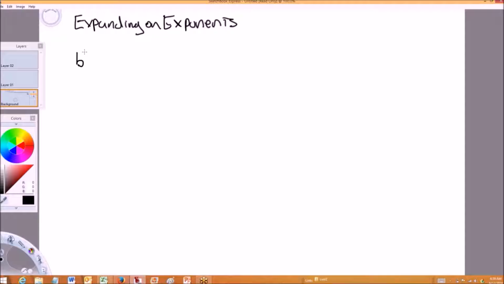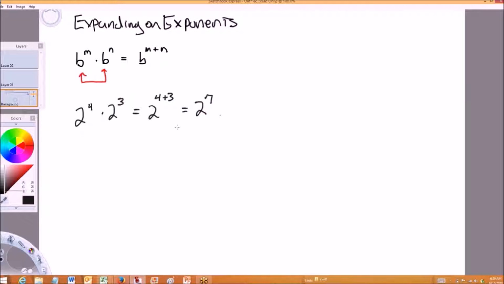we have the base number b with an exponent m, and that's multiplied by the same base number b but a different exponent n. And the way you solve this is you add the exponents. So let's put some numbers in here and make more sense of this. To be able to add the exponents, these base numbers have to be the same. So let's use 2 to the 4th times 2 to the 3rd. And that would be 2 to the 4th power plus 3rd power, or 2 to the 7th power.